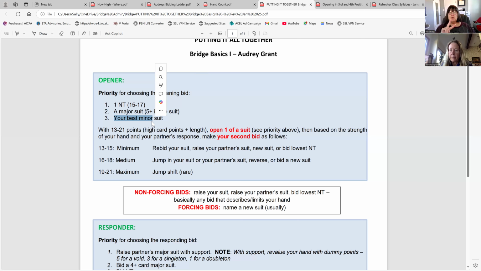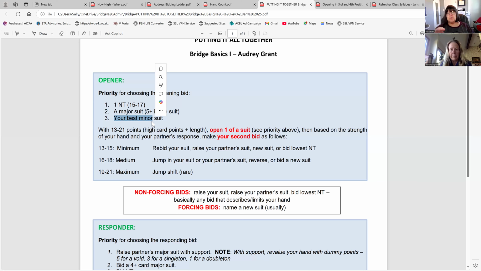But if you have equal length minor suits, how you decide which one to bid is if you have 5 in 2 suits, you open the higher one. Ordinarily, if you have 4 in 2 suits, you open the lower, or you bid the lower, you bid up the line with 4, 4. You bid the higher with 5, 5. On the opening bid only, if you have 4, 4 in clubs and diamonds, you bid the higher one. So with 4, 4, you bid diamonds. With 3, 3, you bid clubs.